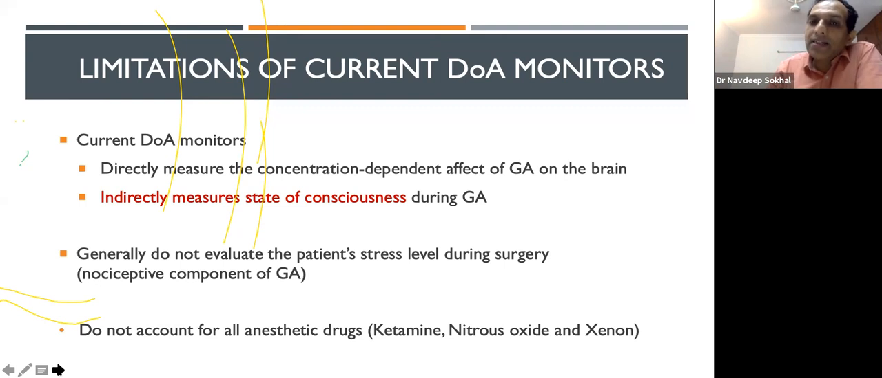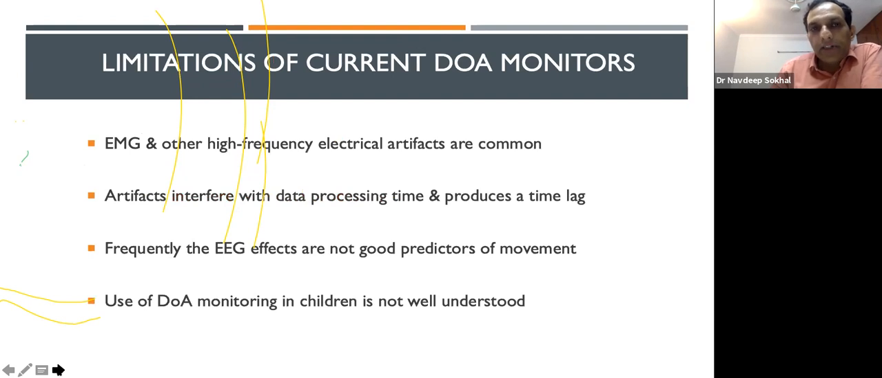They generally do not evaluate the patient's stress level during surgery, that is nociception. Most of them are only talking about hypnosis and do not account for all anesthetic drugs like ketamine, nitrous oxide, xenon. All these are excluded. This is the limitation. EMG and other high frequency electrical artifacts are common, especially like cautery and all those can interfere with your monitors. Artifacts interfere with the data processing and produce a lag time. So whenever there are artifacts, there's a lag between the actual real state and when the monitor tells you. Suppose the patient becomes light right now and the monitor tells you after 30 seconds, there can be a mishap because of movement or something else.